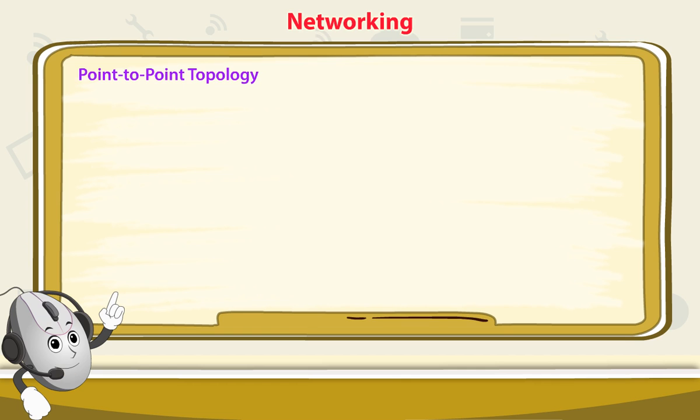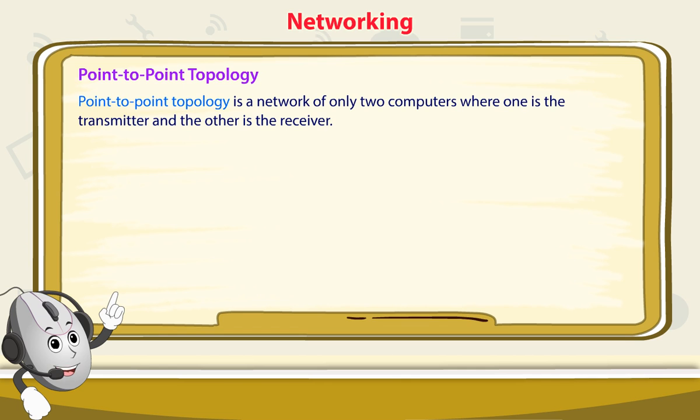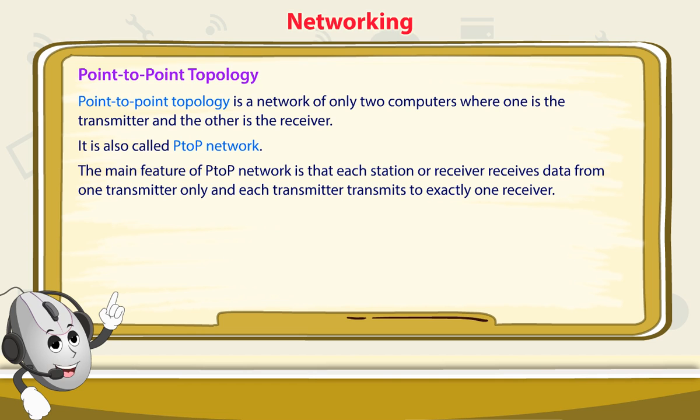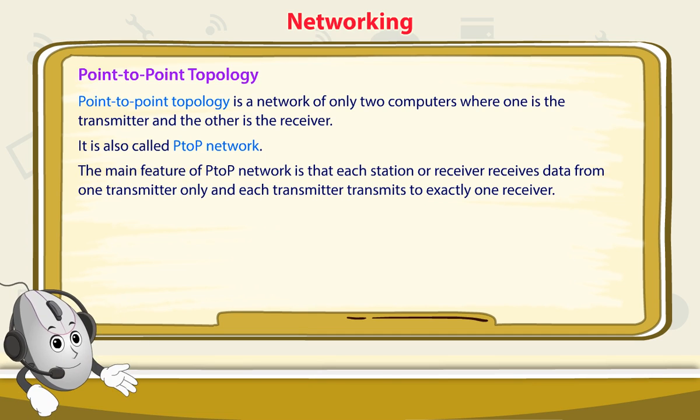Point-to-point topology. Point-to-point topology is a network of only two computers, where one is the transmitter and the other is the receiver. It is also called P2P network. The main feature of P2P network is that each station or receiver receives data from one transmitter only, and each transmitter transmits to exactly one receiver.